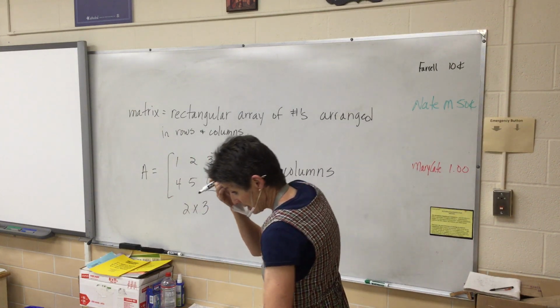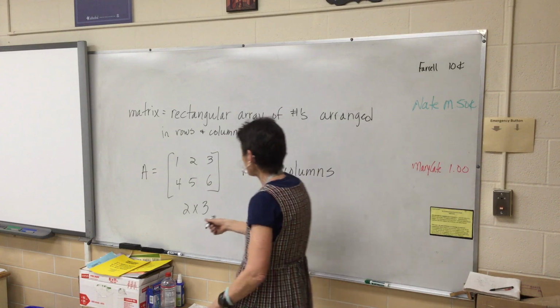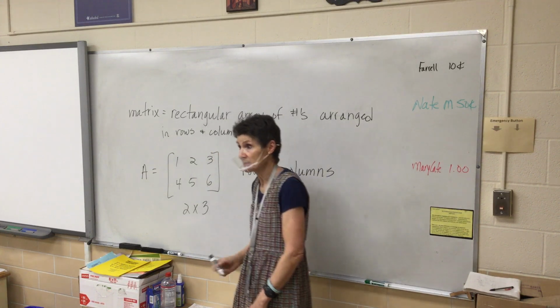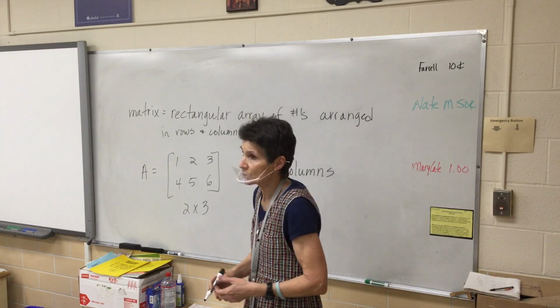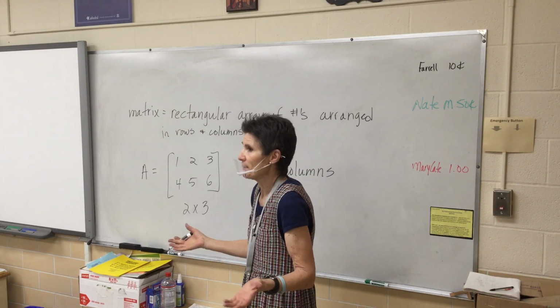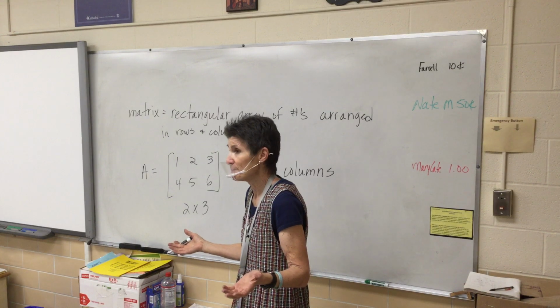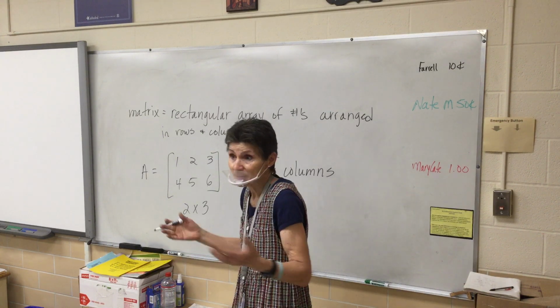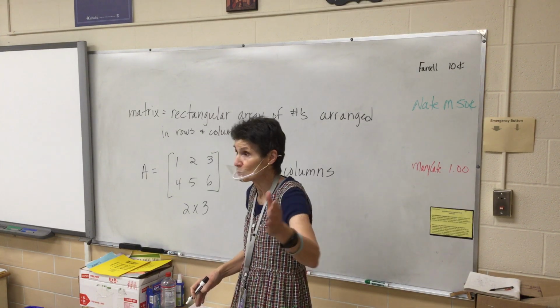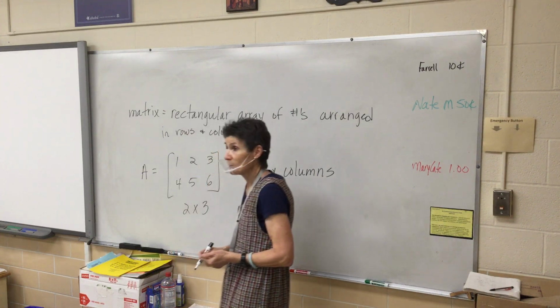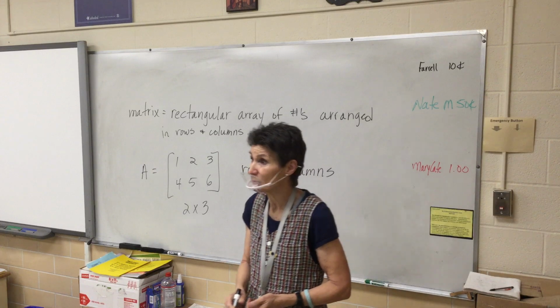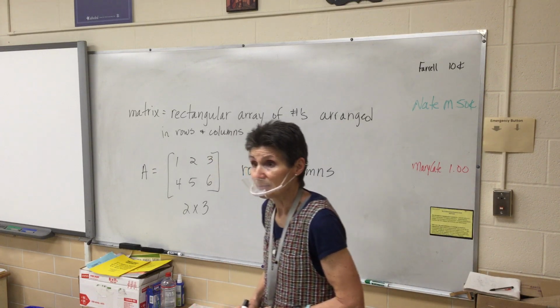If a matrix has the same number of rows as columns, so if it were a 2 by 2 or a 3 by 3, it is called a square matrix. That makes sense, doesn't it? If this room is 20 by 20, it's a square room. So what's a square matrix? A matrix that has the same number of rows as columns.